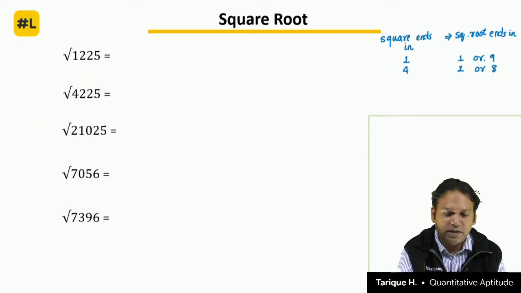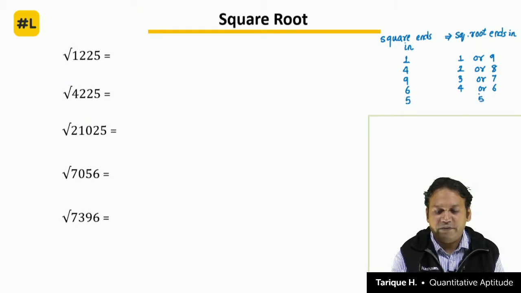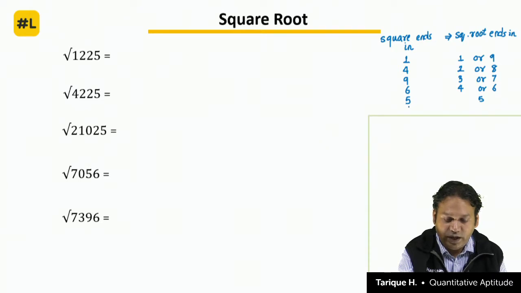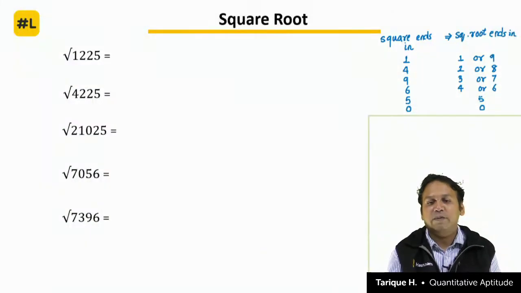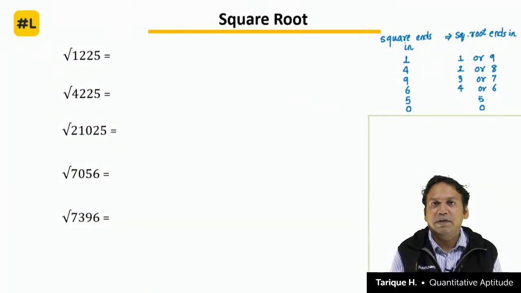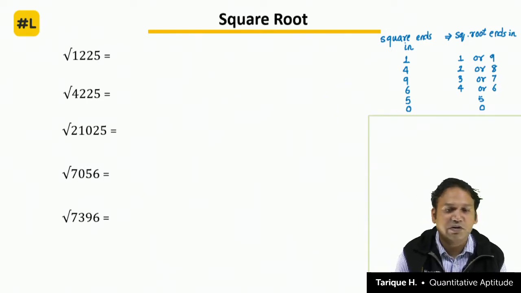Clear? Next is if the square ends in 9, square root ends in 3 or 7, square ends in 6, square root ends in 4 or 6, and if it's 5, then the square will also end in 5. Also you can say that if the square ends in 0, then the square root will also end in 0. So this is a basic thing that you have to keep in mind while finding out the square root of these numbers that you see on the screen.